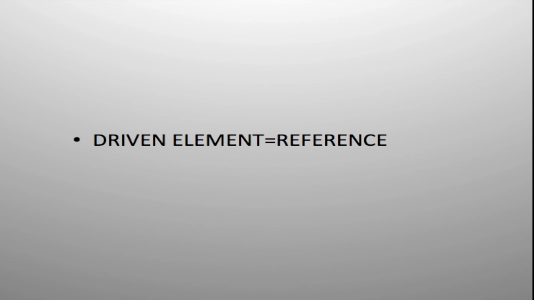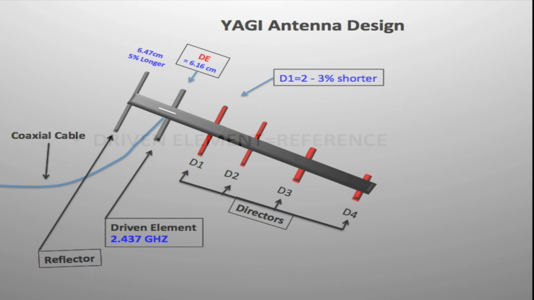In designing a Yagi antenna, we always start with the driven element length. It doesn't matter the frequency you're building for, it could be Wi-Fi, LTE, or ham radio. The driven element's length is always your baseline. For example, my driven element length is 6.16 centimeters. Director 1 is usually 2 to 3% shorter than the driven element.